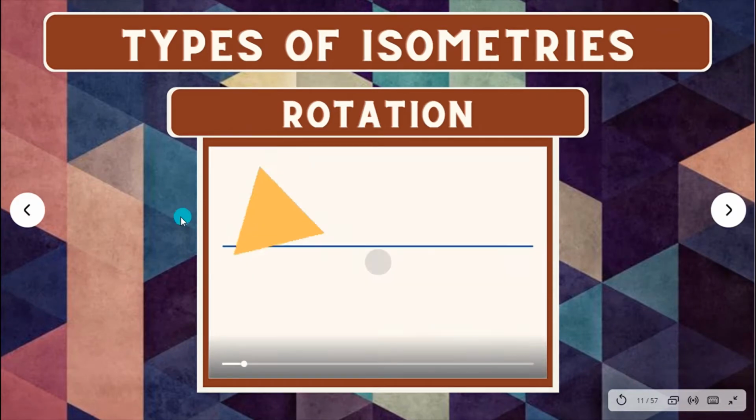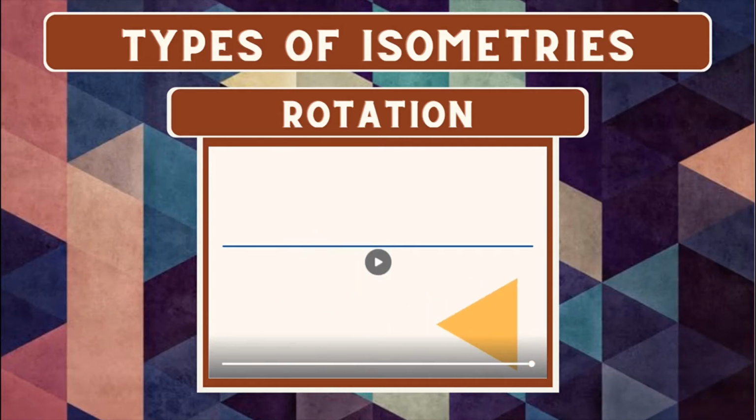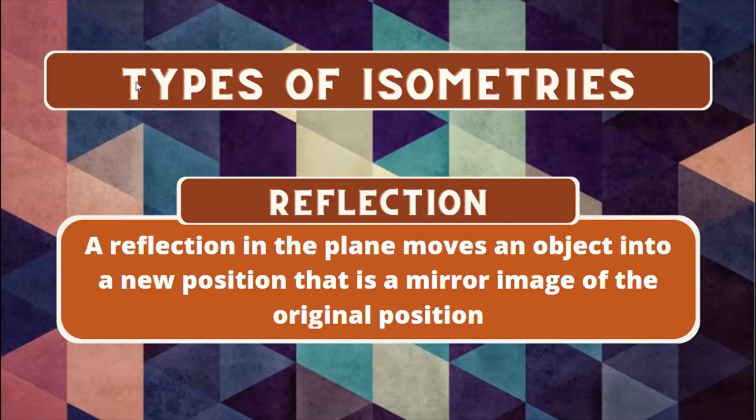This is also considered a proper isometry, since the objects remain constant in their positions although they are being moved into another place in the plane. Next, we have reflection. A reflection in the plane moves an object into a new position that is a mirror image of the original position.